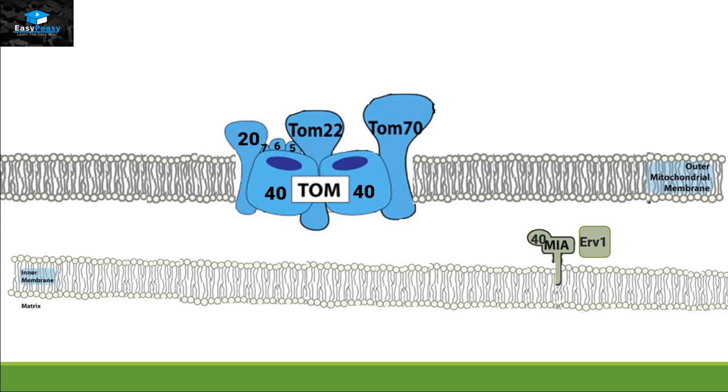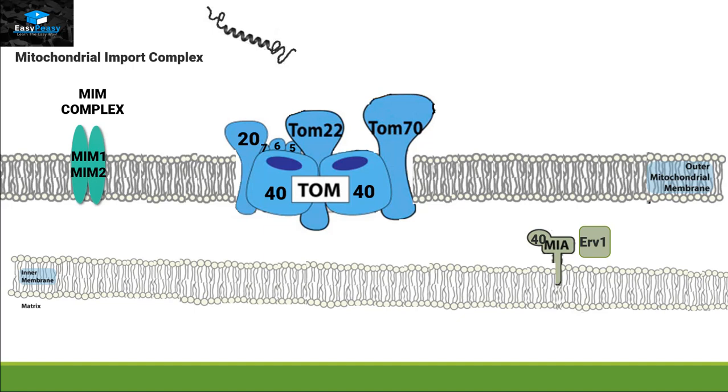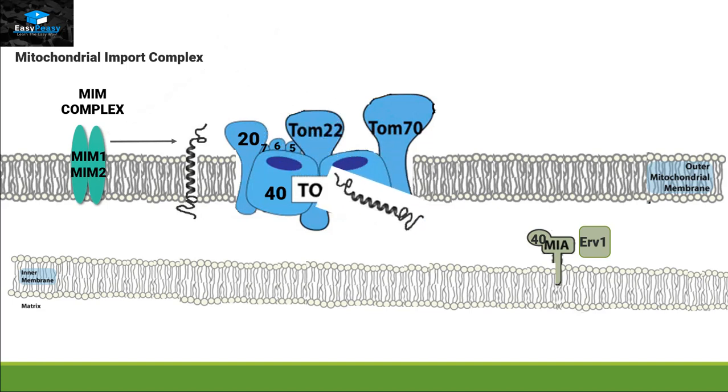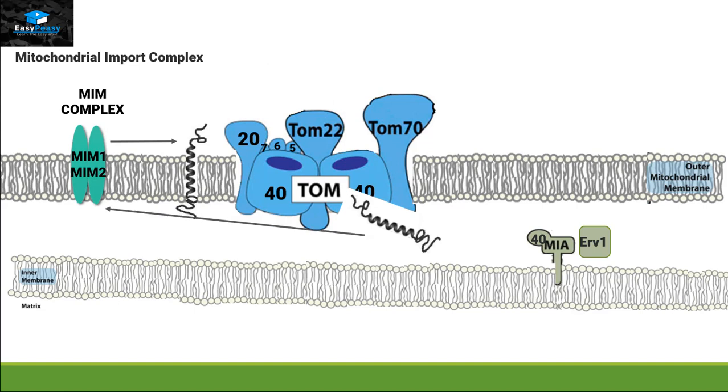The next translocon that we are going to talk about is called the MIM complex. The full form of MIM complex is mitochondrial import complex. The function of this complex is that it will take alpha helical proteins and import these proteins inside the outer membrane of the mitochondria. The second way to incorporate this alpha helical structure inside the outer membrane is that the protein will enter the intermembrane space through the Tom complex, and then take the help of the MIM complex and integrate itself inside the outer membrane of the mitochondria.